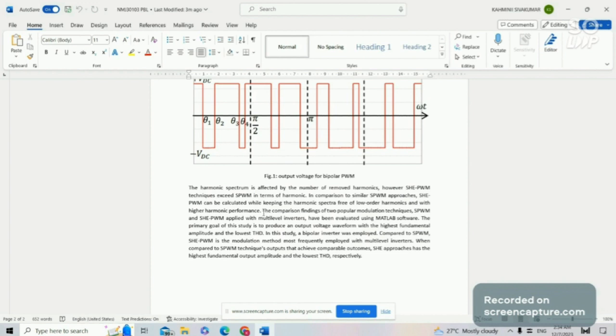The primary goal of this study is to produce an output voltage waveform with the highest fundamental amplitude and the lowest THD. In this study, a bipolar inverter was employed, compared to SPWM, which is the modulation method most frequently employed with multi-level inverters. When compared to the SPWM technique, the SHE approach has the highest fundamental output amplitude and the lowest THD respectively. Thank you from me.